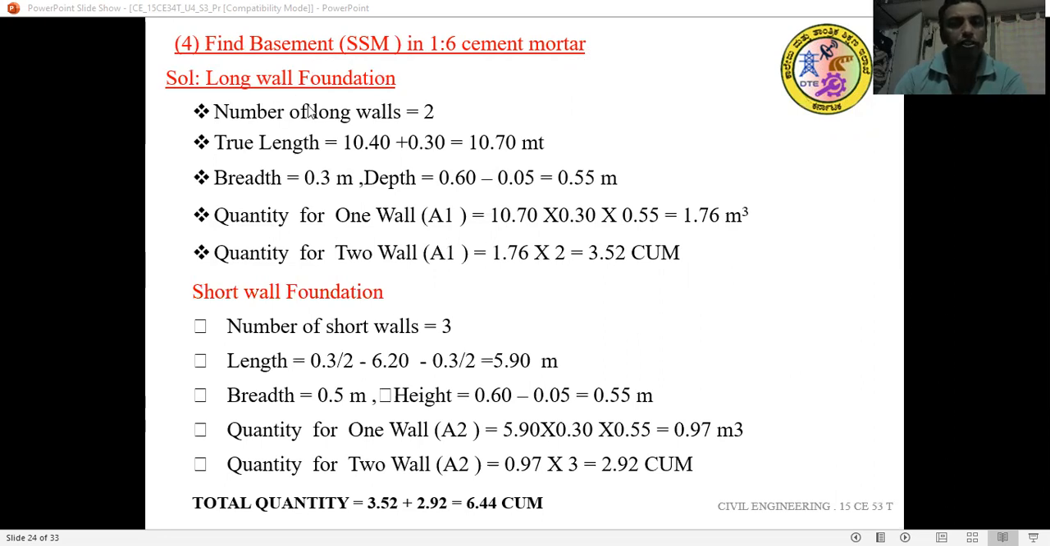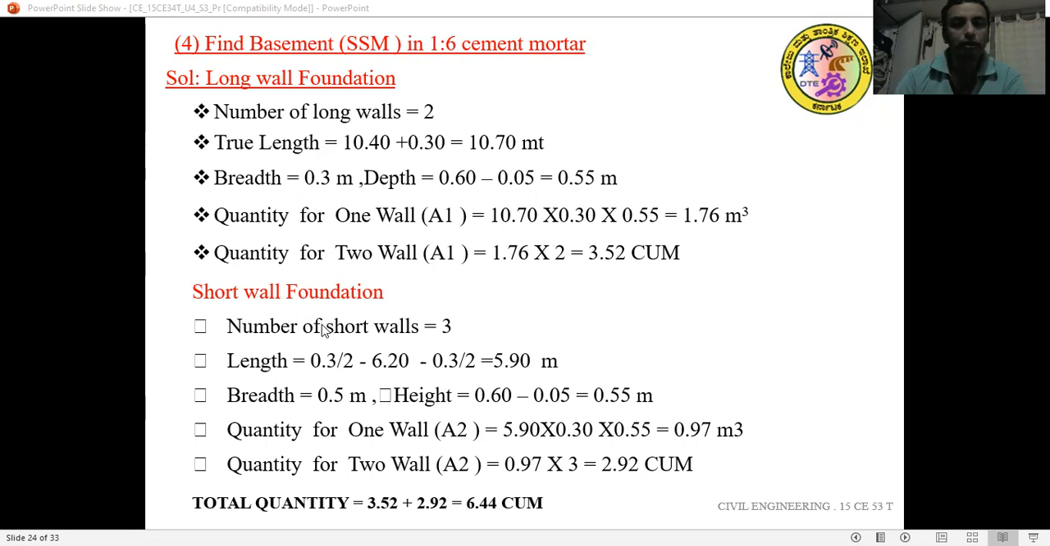Here also the same procedure is adopted. Number of long walls is equal to 2. Then the breadth of footing and depth of footing will be calculated from the cross section drawing. Breadth is equal to 0.3 meter. Depth of footing basement is equal to 0.6 meter minus 0.05. You have to deduct the DPC thickness of 5 centimeter, then you will get the actual depth of basement equal to 0.55 meter. Once you know all three values, you can easily calculate the quantity for one wall, and finally you have to calculate the quantity for two walls.